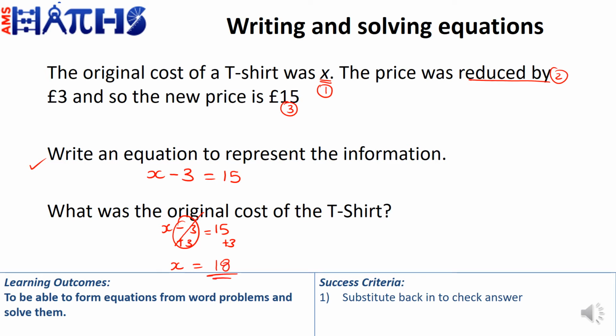So it means X is 18, and X was the cost of the t-shirt, its original cost. So therefore the cost of the t-shirt would have been £18 originally. And we can check: if it was £18 and we take off £3, then of course it would be £15. So we know our calculation is correct.